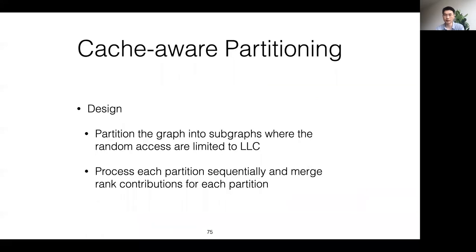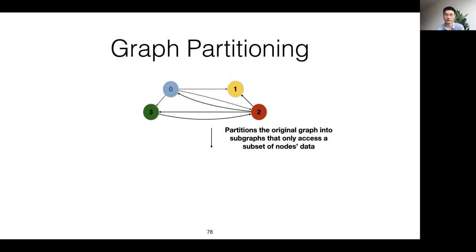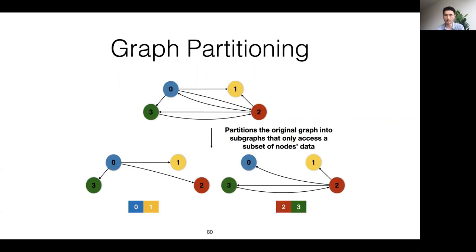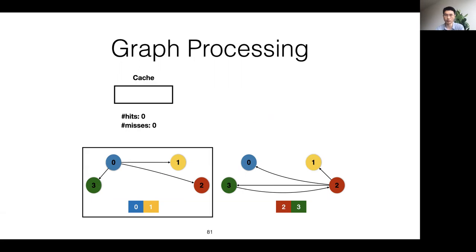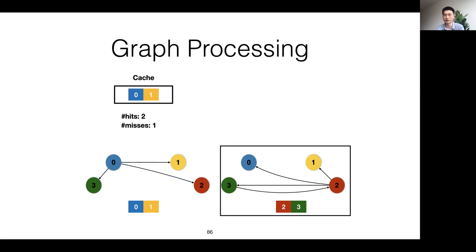The second technique that I'll talk about is cache-aware partitioning. The design is to partition the graph into subgraphs where the random accesses are limited to the last level cache. We process each partition subgraph sequentially and merge rank contributions for each partition. In this example, we partition the edges coming out of nodes 0 and 1 into the first subgraph, and the edges coming out of 2 and 3 into the second subgraph. This way, we are able to limit the random access in the first subgraph to just nodes 0 and 1. If we repeat the simulation, we incur a compulsory miss to bring in the first cache line for the first subgraph, but all the subsequent reads are cache hits.